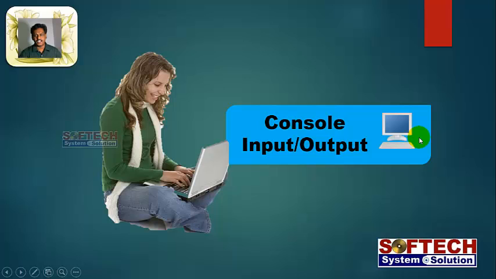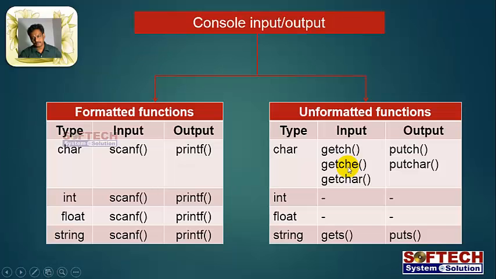The most widely used input output devices are keyboard and monitor. Through this session, we learn about the console input output statements. The console input output statements consist of two types. One is formatted functions. The second one is unformatted functions. By using formatted functions, we can get input and give output of all types of data.